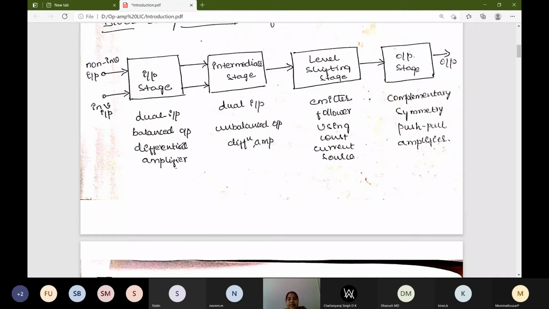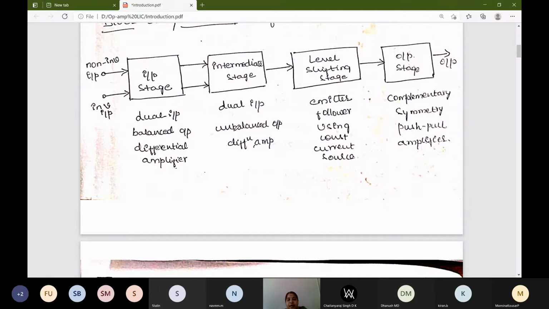Differential means it will take the difference between these two signals. It will take the difference between the inverting and non-inverting inputs. Whatever signals we give here, it can be DC voltages like 2 volts, 3 volts, 4 volts, or it can be AC signals also. Whatever signals we give, it will take the difference between these two signals, and that will be fed to the input stage. Next it will go to the intermediate stage.